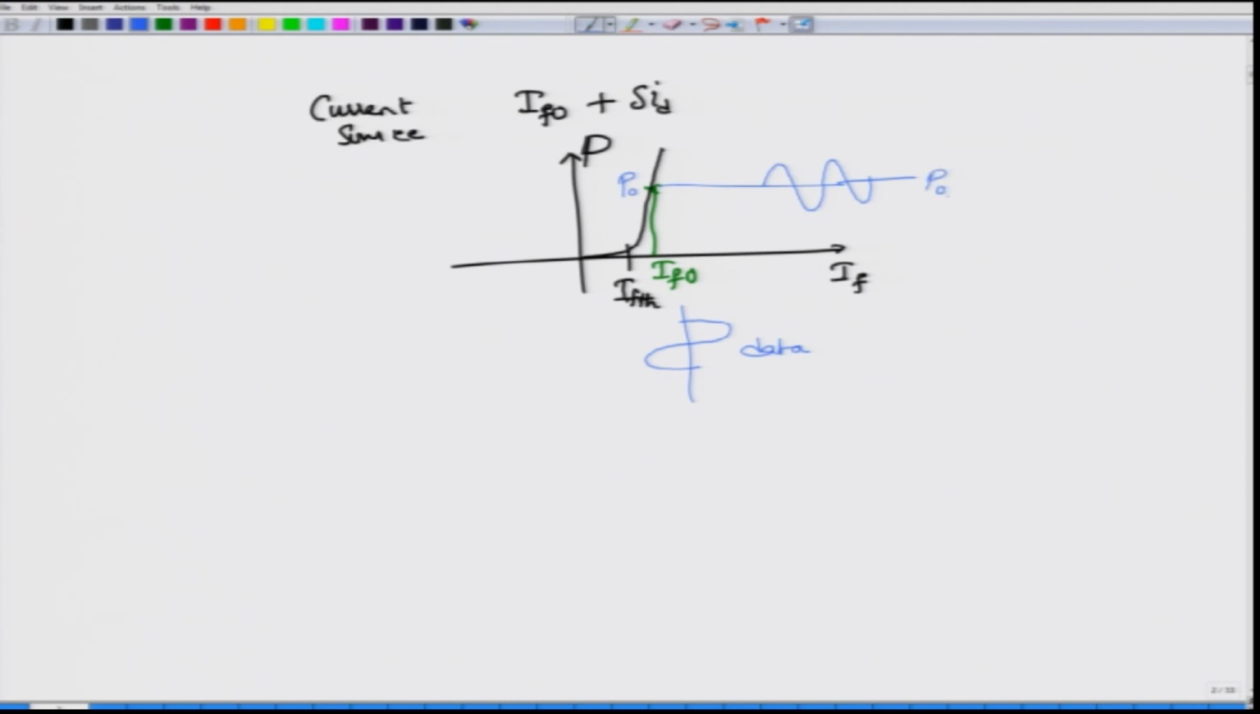So, with a mean value of P0, around the value of IF0, if you happen to put your data current delta ID, then it is possible for you to modulate the laser output and almost faithfully reproduce whatever information you have by modulating the intensity or the power of the laser.